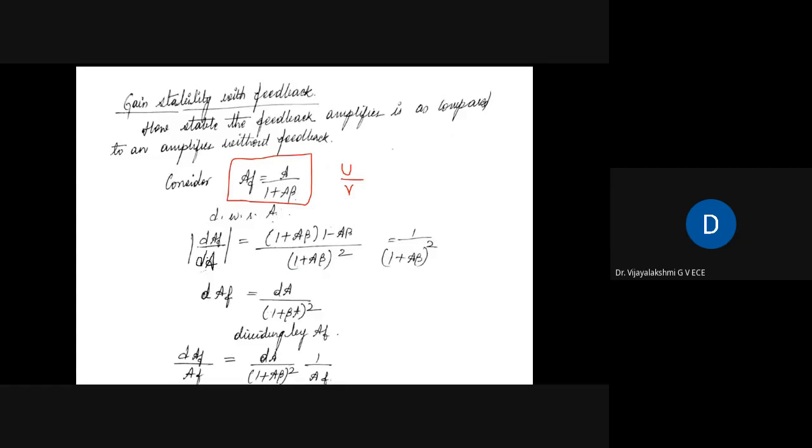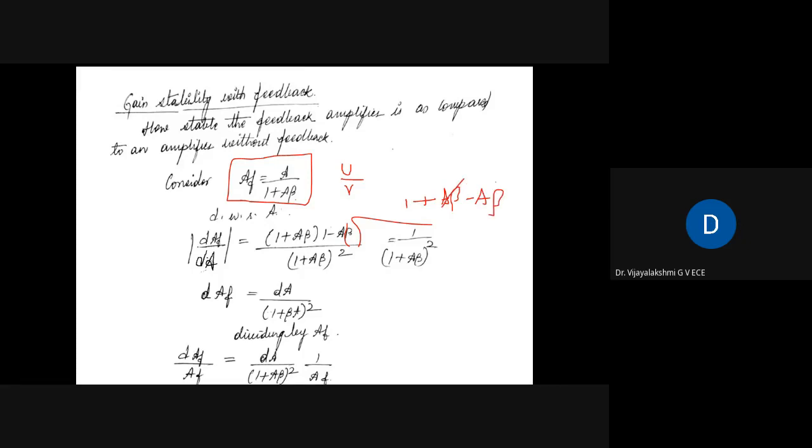Then we keep 1 plus A beta and differentiate u, that is, differentiate A with respect to A. So I get 1, minus u, that is A, times the derivative of the denominator. When I differentiate the denominator, 1 is a constant, so its differential is 0, and A beta differentiated with respect to A becomes 1, so I have only beta. If you expand this, I get 1 plus A beta minus A beta.